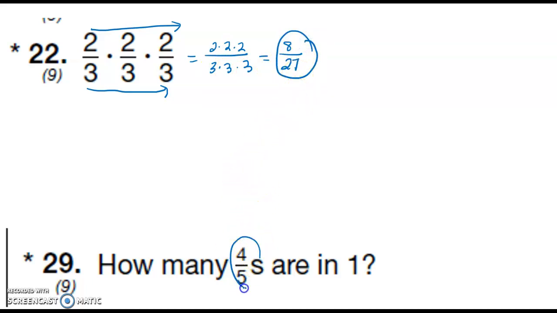29. How many 4/5 are in 1? So really this is 4/5 times what equals 1? And we know that we need to flip it. So the answer is 5/4.